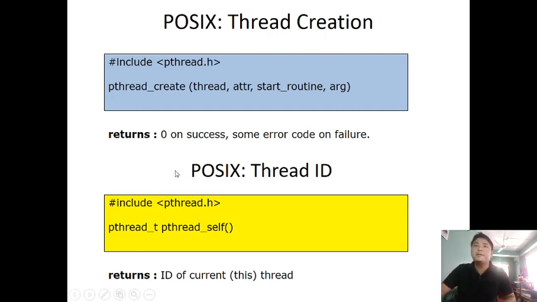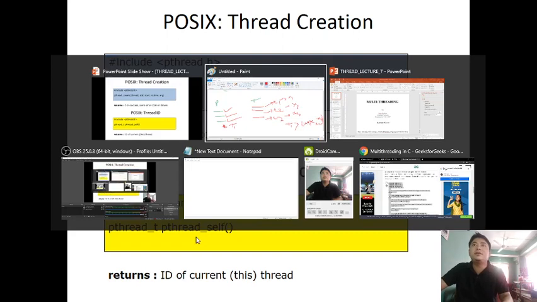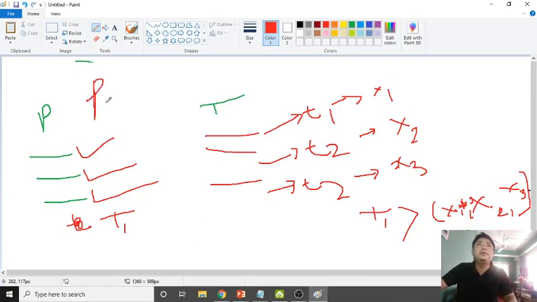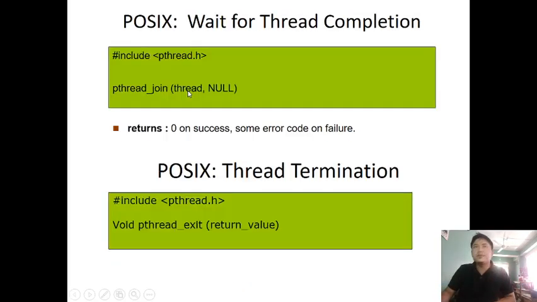Next is the thread ID. As I told you, every thread has an ID, a unique identifier, that is identified by the operating system. So that is defined with the help of this pthread_t. Okay, so if you write pthread_t, here some variable is used. Suppose you write pthread_t pid. So this pid is the identifier in which the ID of the created thread will be stored. Okay, this is very, very simple.